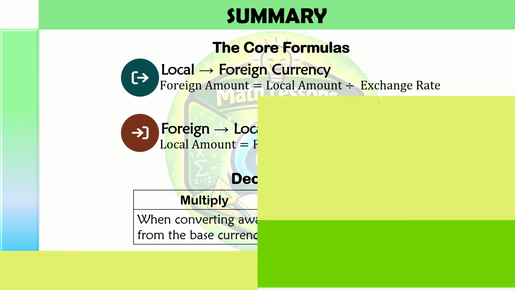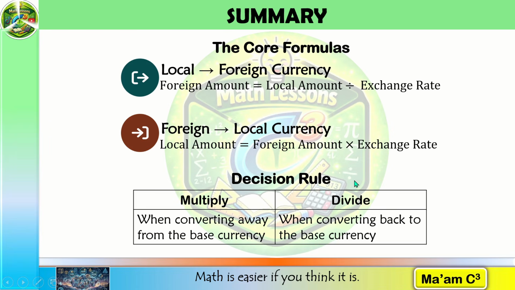Let's recap. Let's summarize what we've learned about currency conversion. There are two core formulas to remember when converting local currency to foreign currency. We divide the local amount by the exchange rate. When converting foreign currency to local currency, we multiply the foreign amount by the exchange rate. So here's our decision rule. Converting away from the base currency, multiply. Converting back to the base currency, divide.